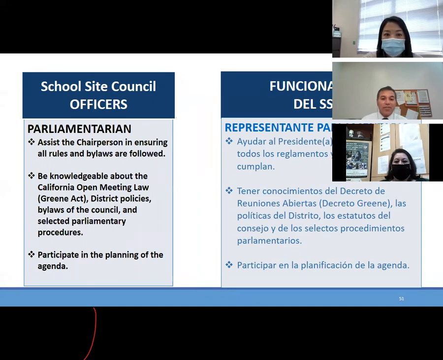And again, these officers can be anyone. You could have parents being a president. You could have parents being the vice president. You could have a parent be a secretary. You could have a parent being a parliamentarian. You could have a teacher be a president. A teacher be a vice president. Teacher be anything. It could be a mix.